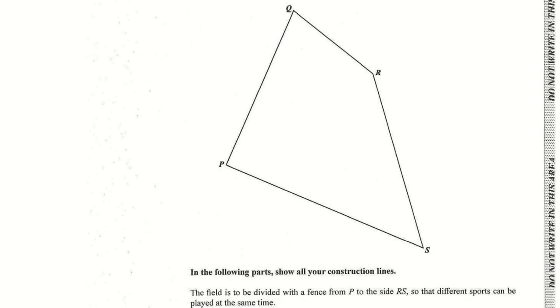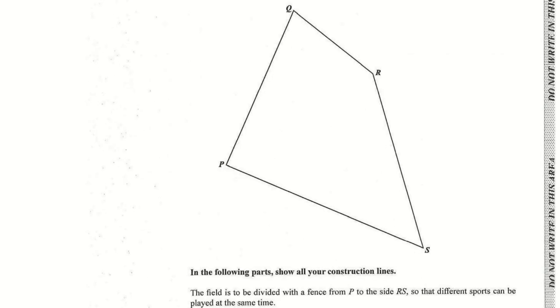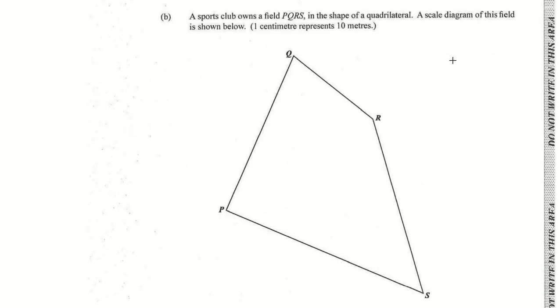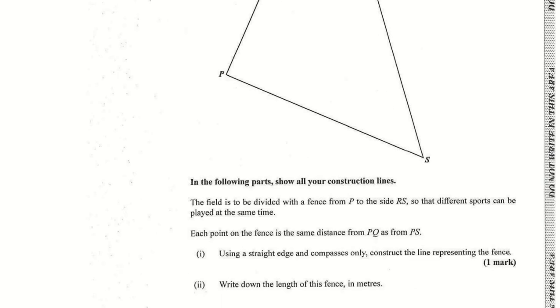Right. This question, a sports club, sorry. Let's zoom in. A sports club owns a field PQRS in the shape of a quadrilateral. That just means a four-sided shape. A scale diagram of this field is shown below. 1 centimeter represents 10 meters. In the following part, show all your construction lines.